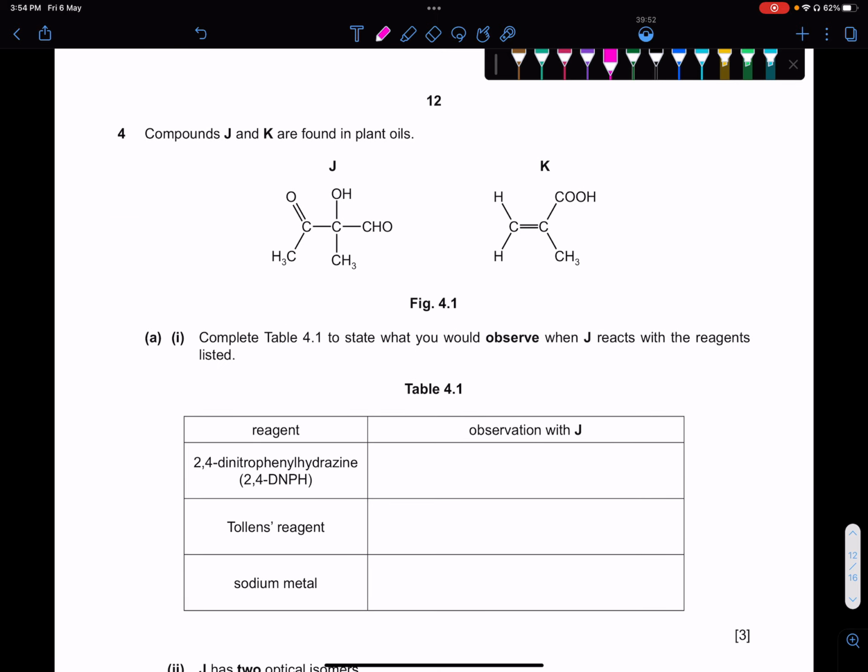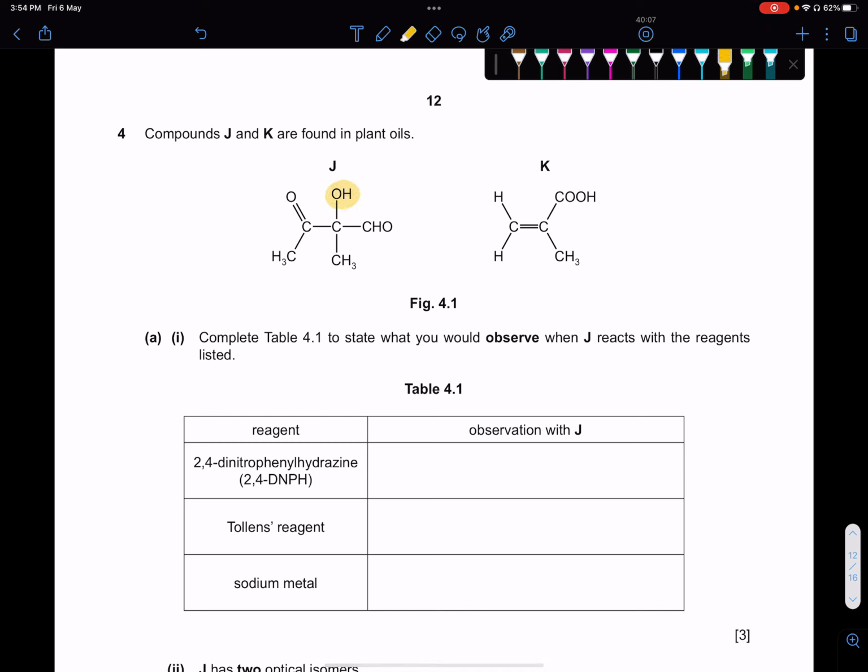Compounds J and K are found in plant oils, right? Complete table 4.1 to state what you would observe when J reacts with the reagents listed. Okay, so J. Let's analyze this compound.